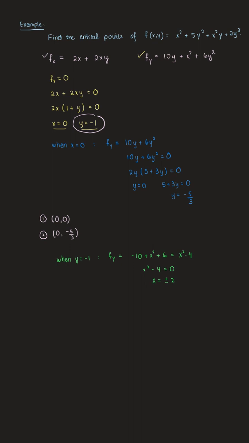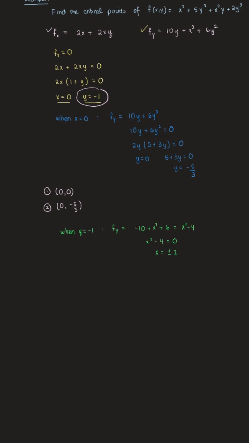And so this is going to give rise to two more critical points. Our third point is when y is negative 1 and x is positive 2, so (2, -1). And our fourth point is when y is negative 1 and x is negative 2, so (-2, -1). So we have found four critical points for this function. At those four points, both of our partials, with respect to x and with respect to y, are equal to 0, and we had no places where the partial derivatives were undefined.